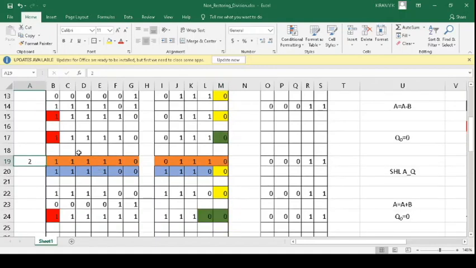For the second iteration, the AQ bits are copied as such to the next iteration. You can see here. Then as usual, the shift left AQ operation is done. This is the result of the operation. So what happened actually is these bits are shifted one position to the left, right? A vacant position occurs in Q0, which is initially set as 0.